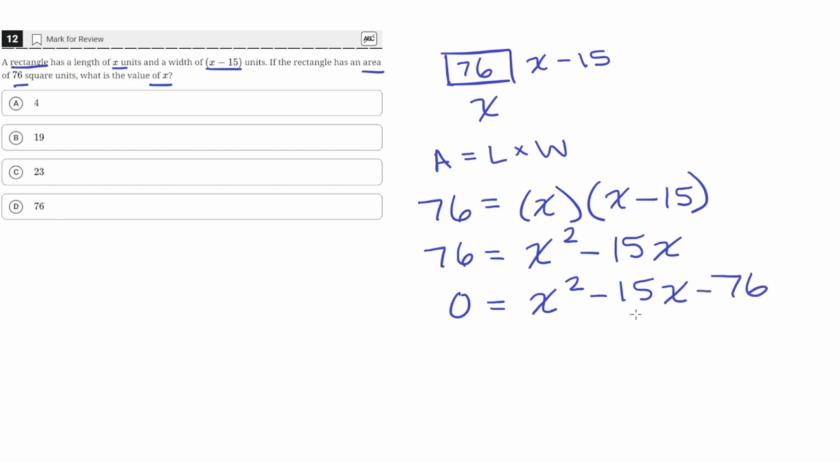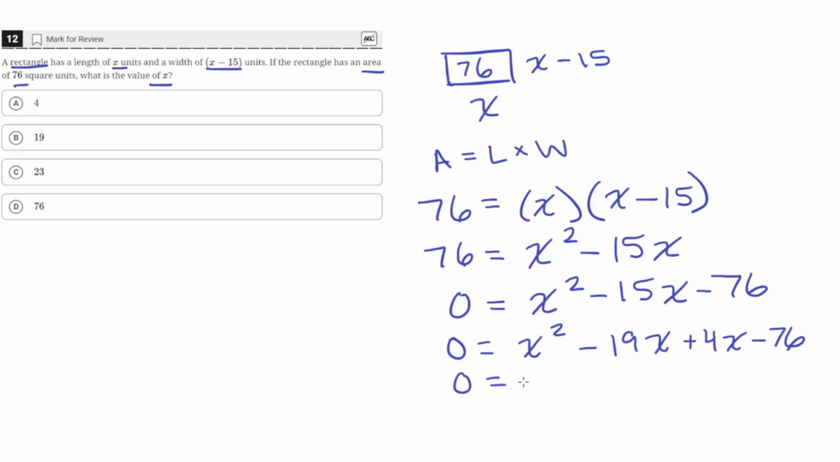And then we can split this negative 15x into two terms whose coefficients, when multiplied together, equal 1 times negative 76. So in this case, it would be 0 equals x squared minus 19x plus 4x minus 76. So we just split this negative 15 into negative 19x plus 4x, which equals negative 15x. But now, negative 19 times 4 is equal to negative 76. This will allow us to factor this by grouping.